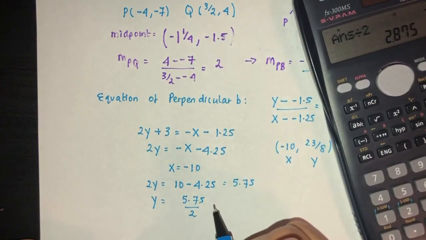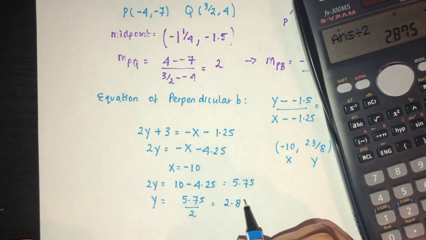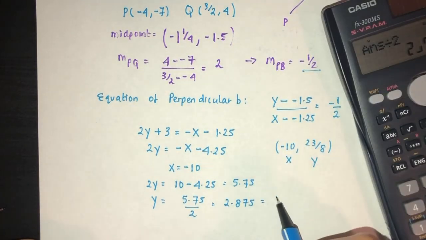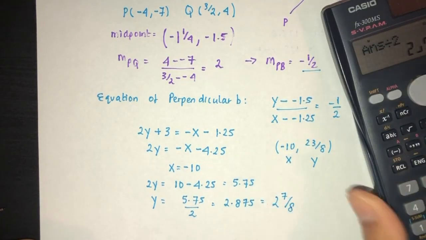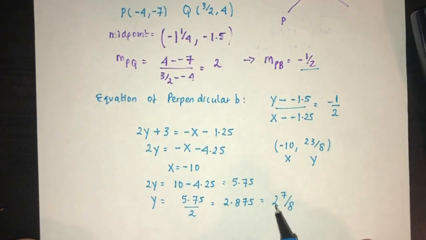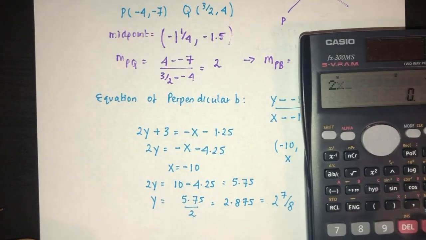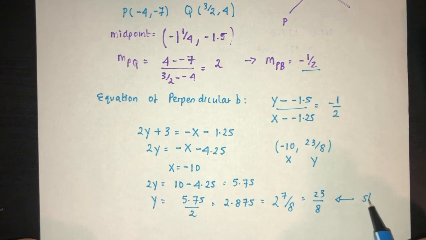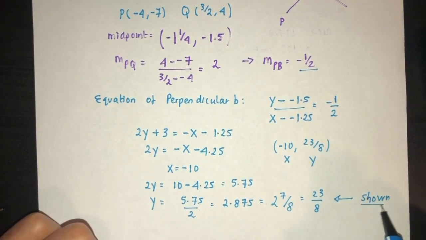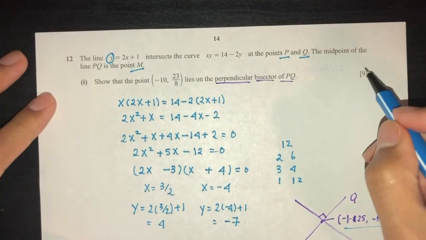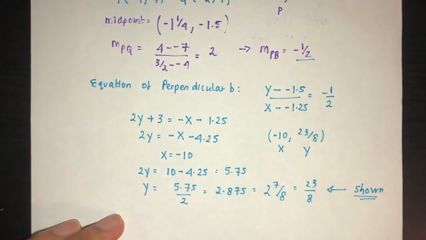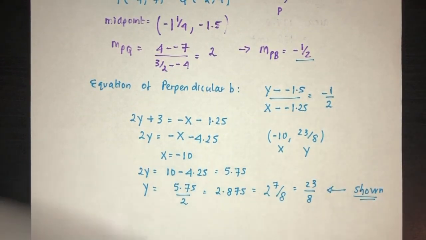That should be 2.875. Now in terms of fraction, that will be 2 and 7 over 8. If you want to expand this, so 2 times 8 plus 7, that should be 23. So 23 over 8. This is shown as required. So okay, that is your question for part 1. That is a 9-mark question, so it's pretty long, but you should show that eventually you have this answer. That will be part 1.